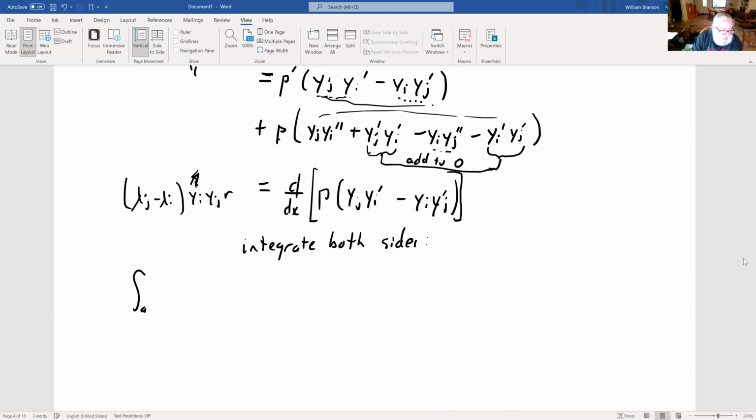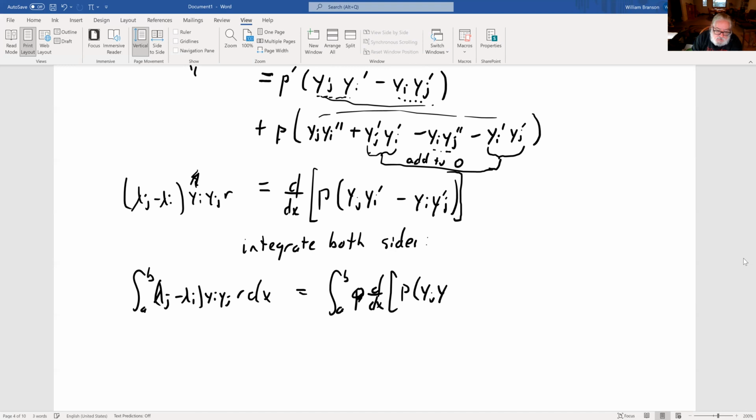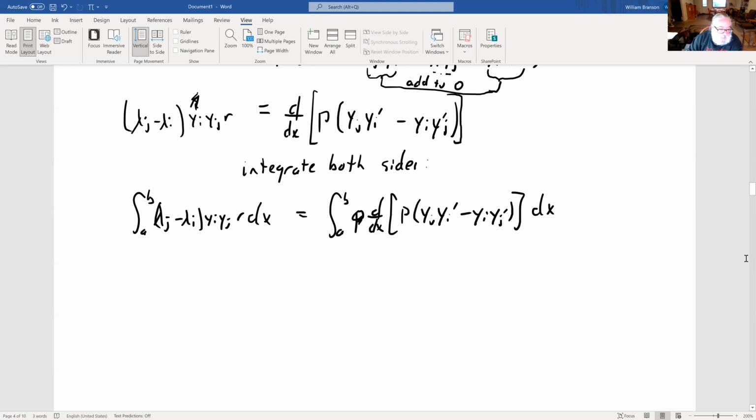We get the integral from a to b of (lambda j minus lambda i) yi yj r dx equals the integral from a to b of p d by dx of (p yj yi prime minus yi yj prime) dx. So lambda j minus lambda i is just a constant, so that comes out of my integral. Integral from a to b, yi yj r dx. And remember that the goal is to show that this integral equals 0.